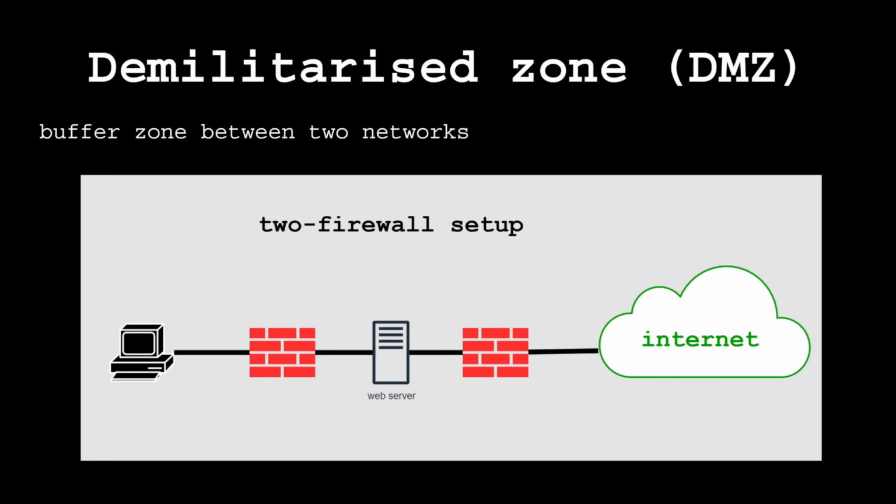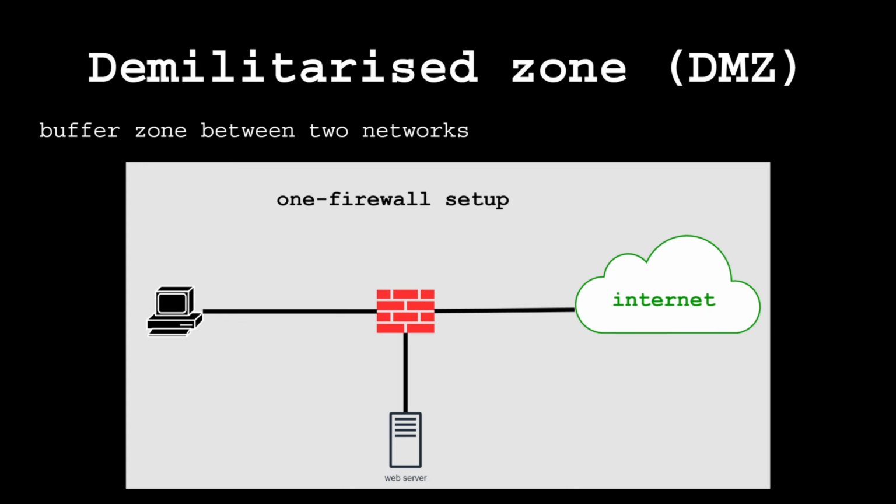For example, here we have this two firewall setup. So any traffic from the internet that tries to access the internal network gets stuck in this web server here. So in short, anyone from the internet will see a web page instead of access to the black computer right there.